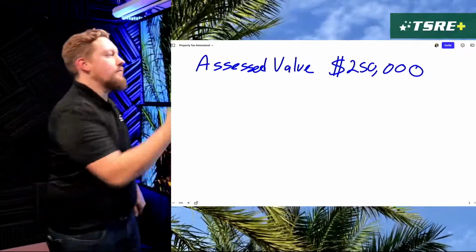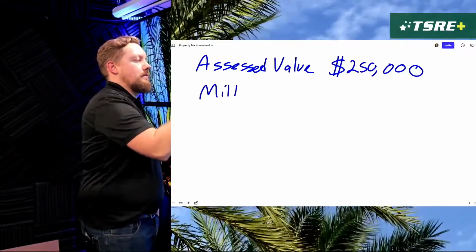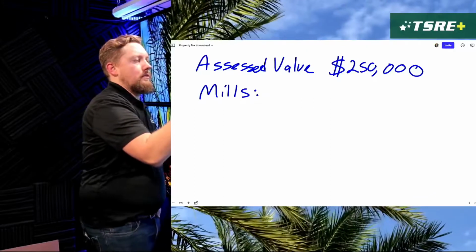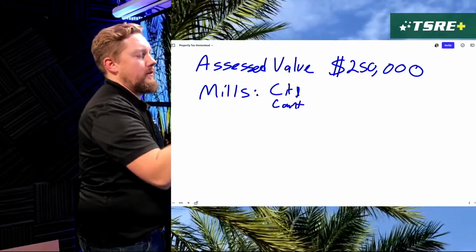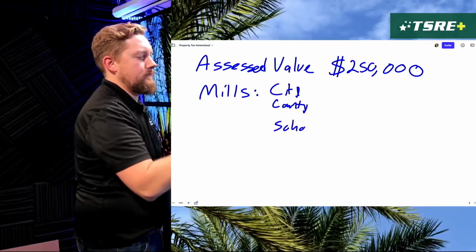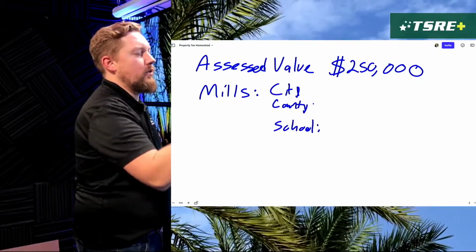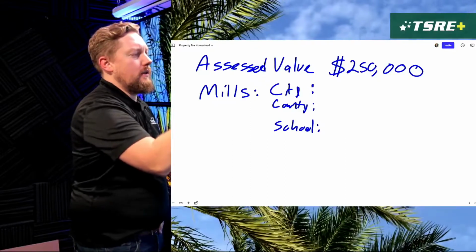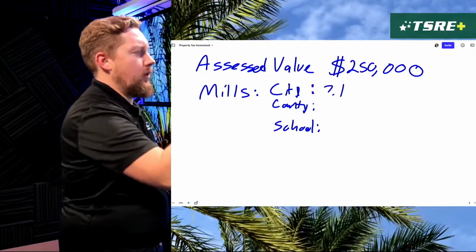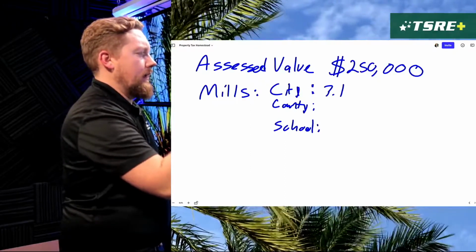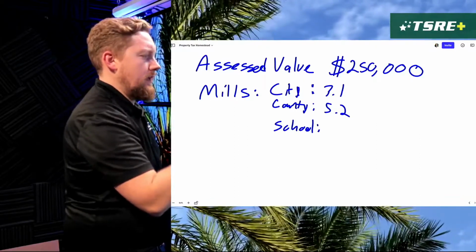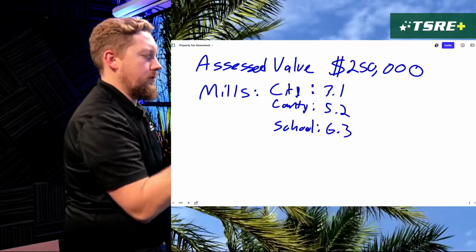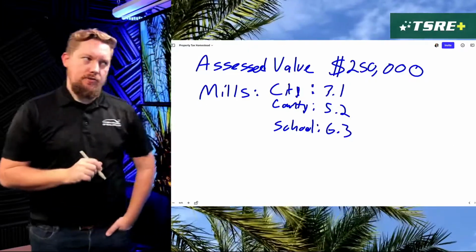It would also give you millage rates for the city, the county, and the school board. And so let's say we've got 7.1 and 5.2 and 6.3 as the millage rates.